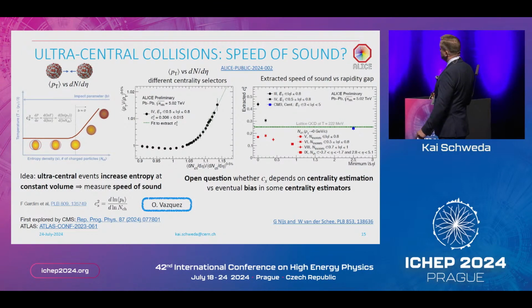Yeah, thanks for this question. The lattice predicts the speed of sound at a given temperature. The temperature is the average temperature coming from the measurement of mean transverse momentum. So if we tell the lattice community the temperature, they can calculate the speed of sound for any given temperature. So the answer is yes, I guess.